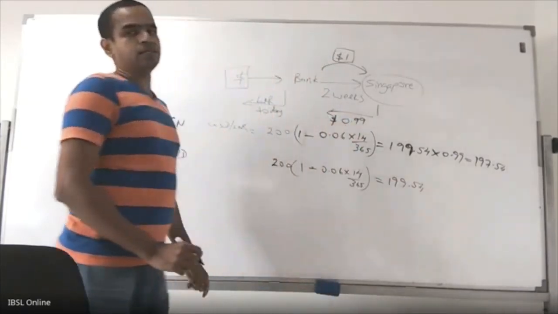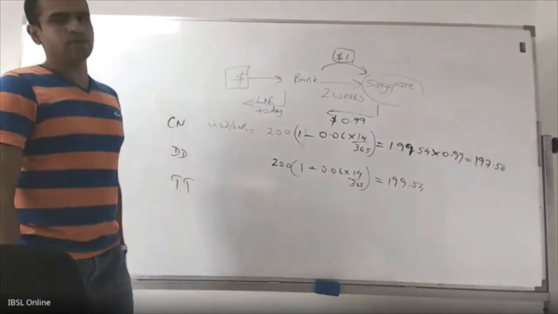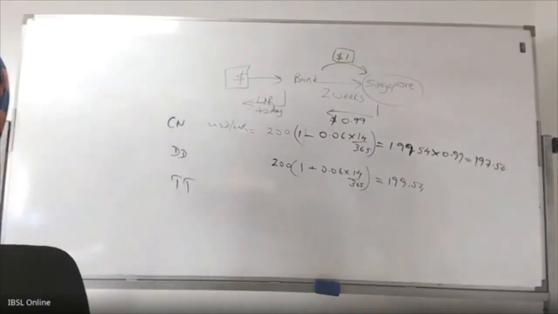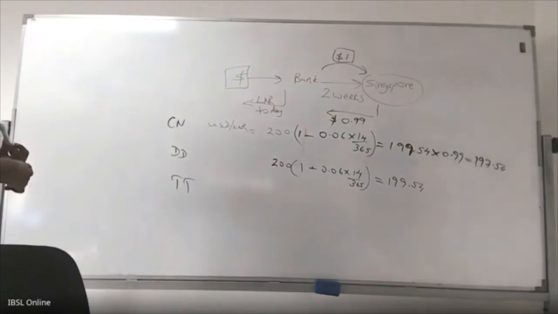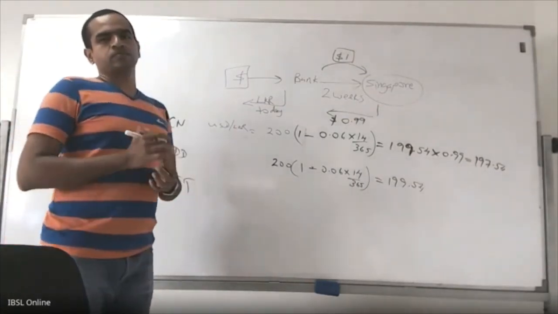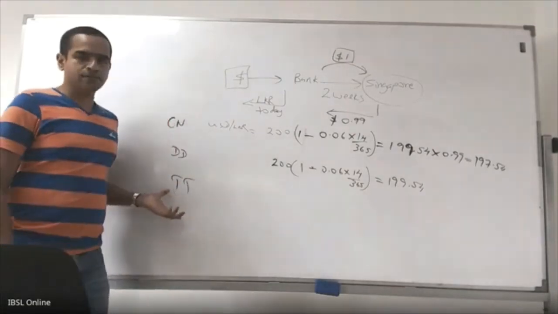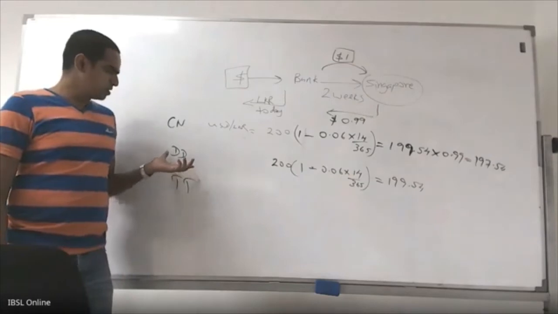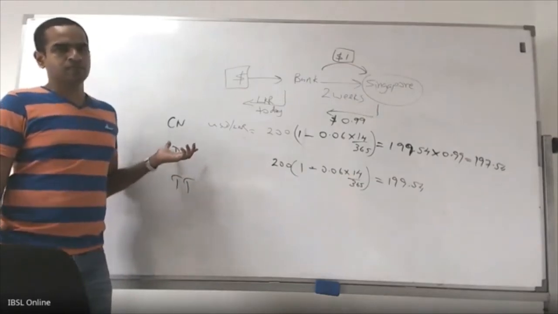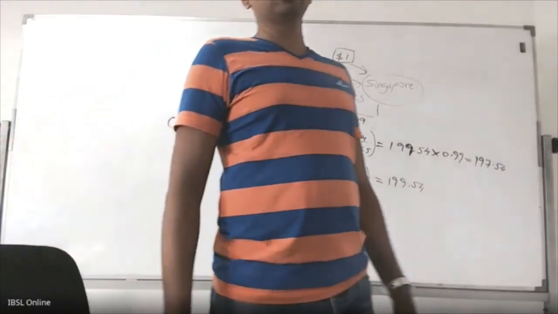Then what about TTs? TTs have already hit the account. They are there in your account. So there is no interest cost on TTs, which is why TTs will have the highest rate, and then usually the demand draft rate is lower and the currency notes rate is even lower. Okay, so that's why you have 3 different buying rates.